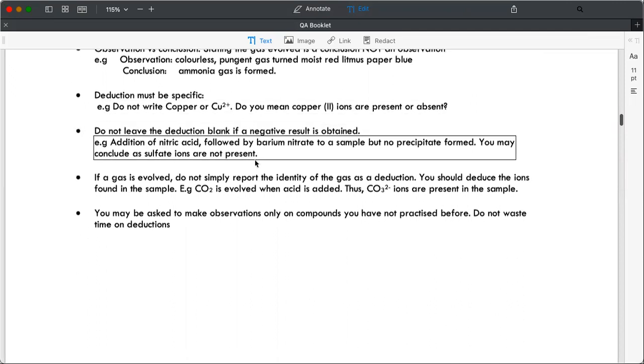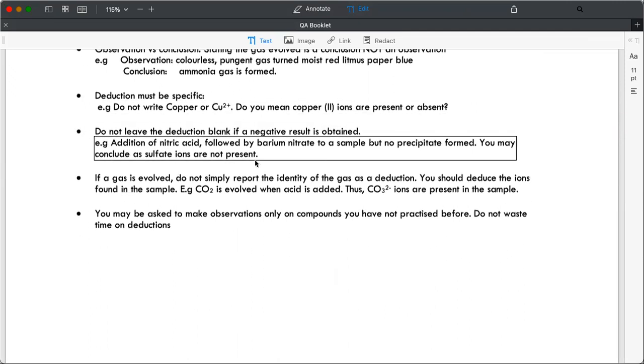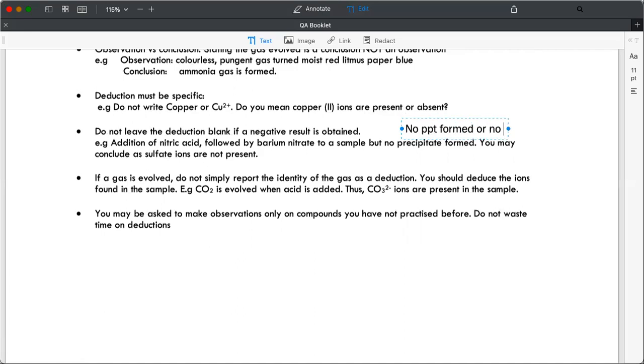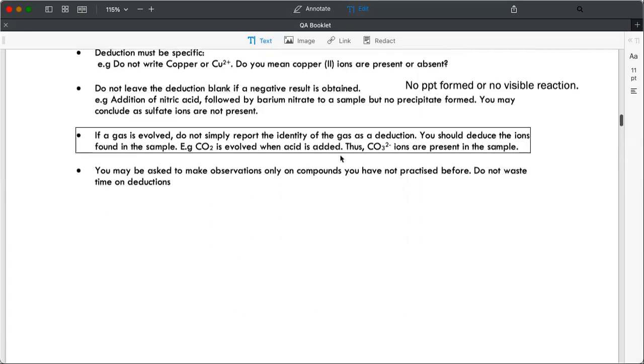Do not leave the deduction blank if a negative result is obtained. For example, addition of acid followed by barium nitrate, no precipitate forms, you may conclude sulfate ions are absent. So you must write down no precipitate formed or no visible reaction. If the test doesn't generate any observable result, you cannot say no reaction. That's wrong also.